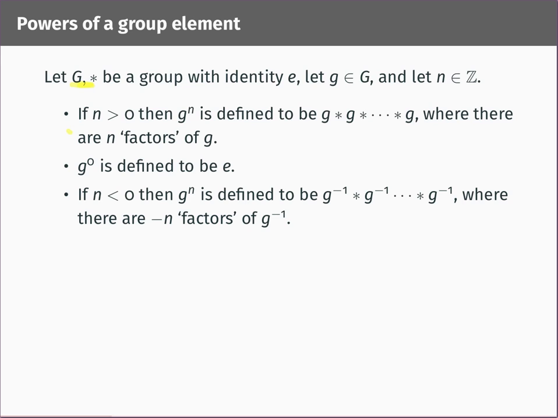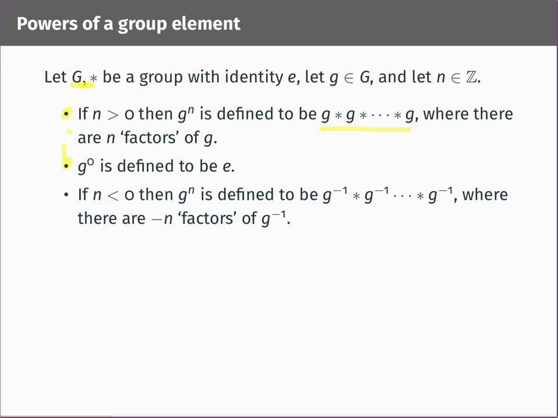And we do this, like we did for permutations, in 3 cases, according to whether n is positive, whether n is 0, or whether n is negative. So first of all, if n is positive, then g to the power n is defined to be g combined with itself n times using the group operation. So we could write this as g star g star g star g star g, where there are n g's.